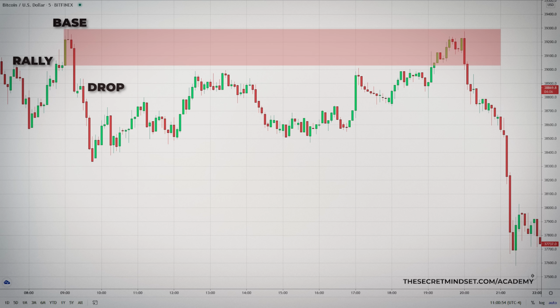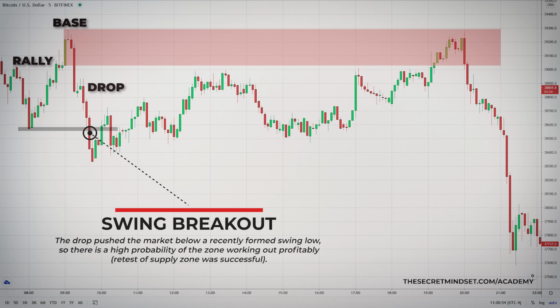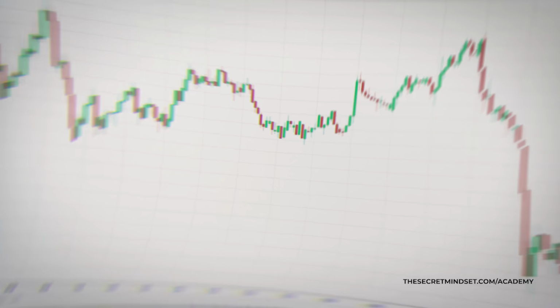If you plan to trade rally-based drop or drop-based rally zones, the best piece of advice I can give you is to make sure the zone you're trading breaks a recent swing high for a drop-based rally zone, or a recent swing low for a rally-based drop zone. If the rally in a drop-based rally breaks an old swing high, there is a much higher chance the zone will result in you having a successful trade than if no swing high was broken. The same is true for a rally-based drop zone. If the drop pushes the market below a recently formed swing low, there is a high probability of the zone working out profitably.